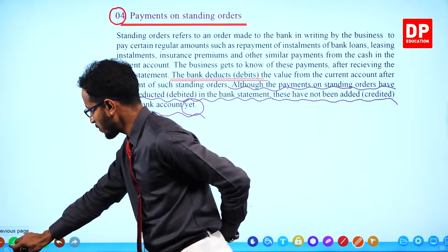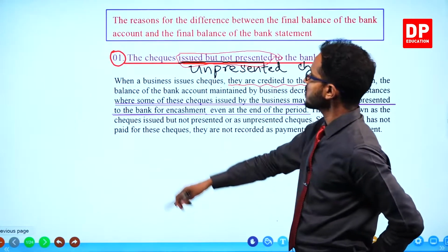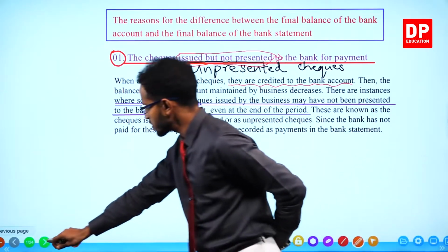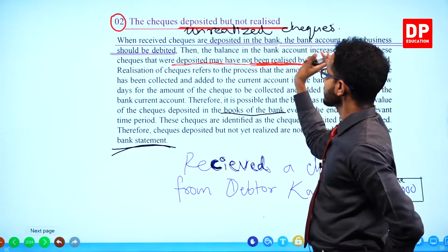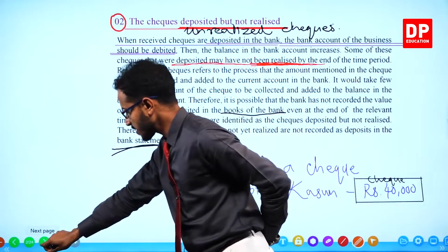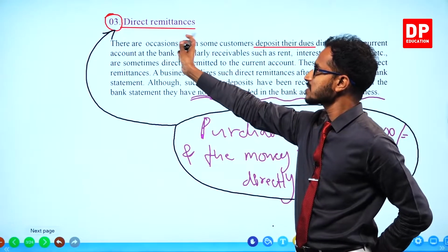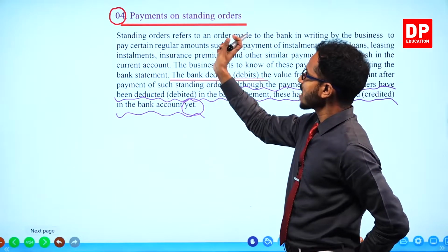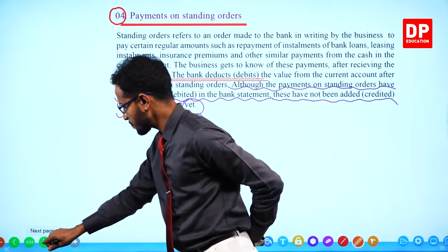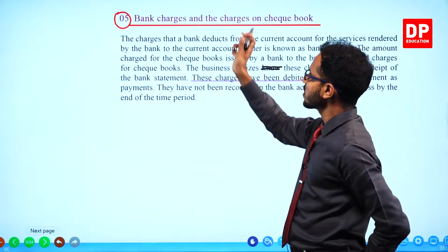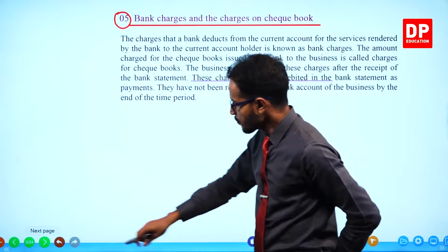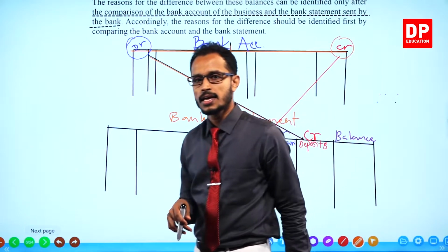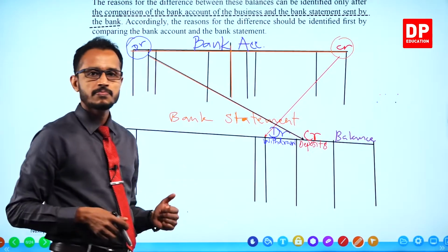Let's take the reasons one by one. First reason, unpresented checks. Second reason, unrealized checks. Third reason, direct remittances, that is another reason. Standing orders, another reason. Finally, bank charges is the final reason. We have to find out these reasons, whether they exist in these 2. Okay, you got it?